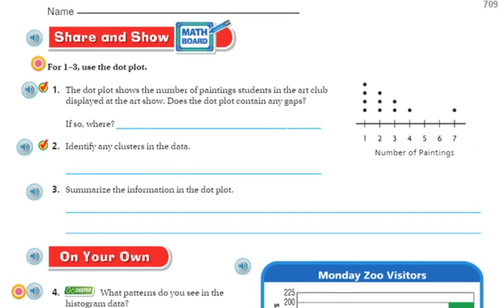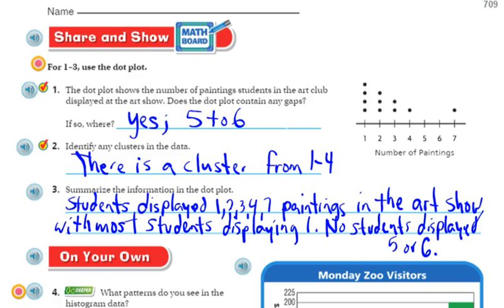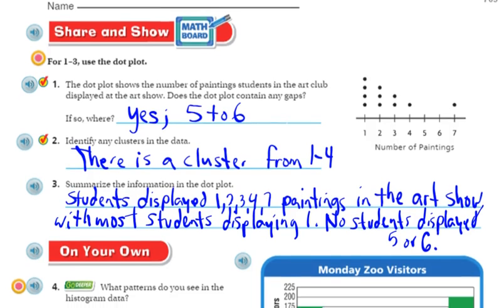So what I would like you to do is go ahead and pause the video, and answer questions 1, 2, and 3 and see if it matches up with mine. Thank you. All right, go ahead and compare what you got with what I got here. There was a gap from 5 to 6. There is a cluster from 1 to 4, and the students displayed 1, 2, 3, 4, 7 paintings in the art show, with most students displaying 1. That was your mode, and no students displayed 5 or 6, so that was our gap.